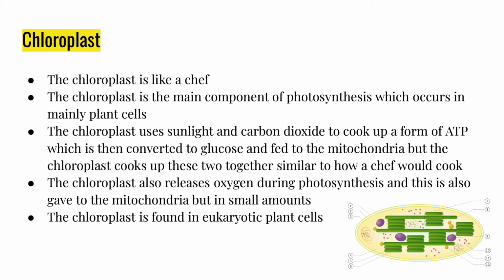Chloroplast uses sunlight and carbon dioxide to create a form of ATP, and this ATP is then converted into glucose, and that is fed to the mitochondria. But the chloroplast cooks these up similar to how a chef would cook up food. The chloroplast releases oxygen during photosynthesis, and this also goes to the mitochondria, but in small amounts. The rest is emitted out to the air.